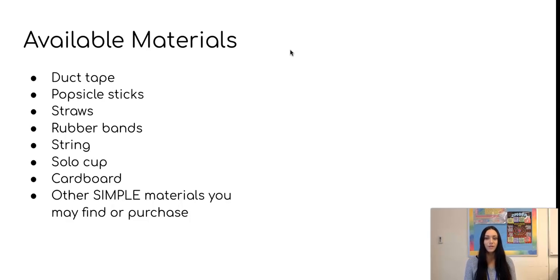That leads us to our available materials. In this design project, you will be given a list of materials to make use of in your design. Those are duct tape, popsicle sticks, straws, rubber bands, string, a solo cup, which is just a plastic cup, cardboard, and you have the option to find other simple materials in your home or for purchase that you may use to add to your design.